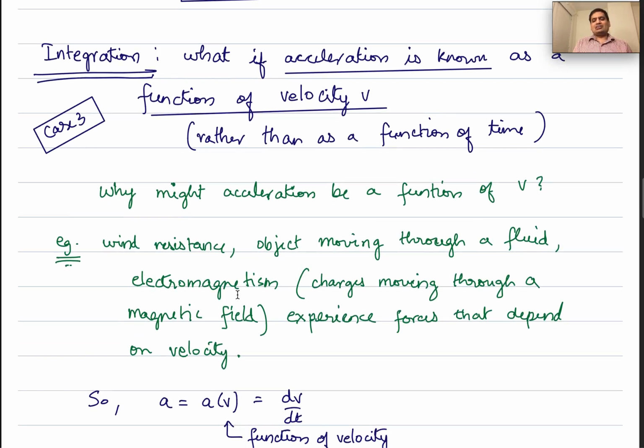Electromagnetism is another situation where the velocity of objects affects the force exerted on the object. For instance, if you have a moving charge through a magnetic field, the force on the charge depends on the velocity with which it moves through the magnetic field. In fact, this is the principle on which electric motors are based. And I suppose so many things in the world, machines, depend on this principle of electromagnetism.